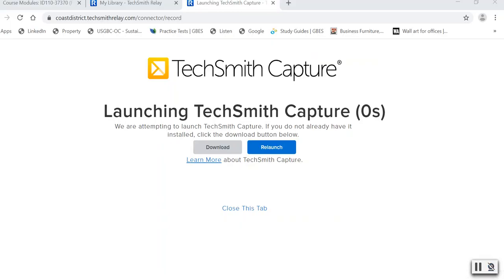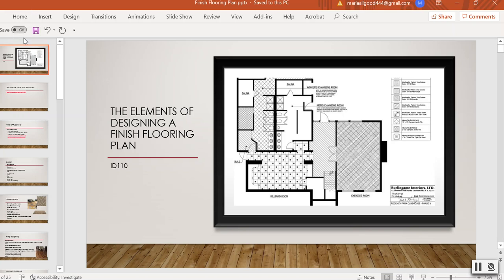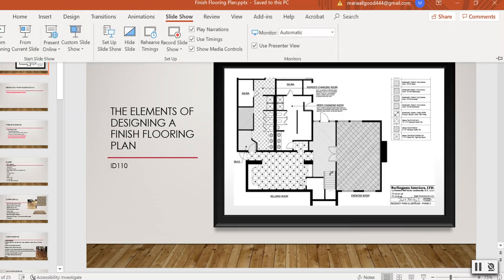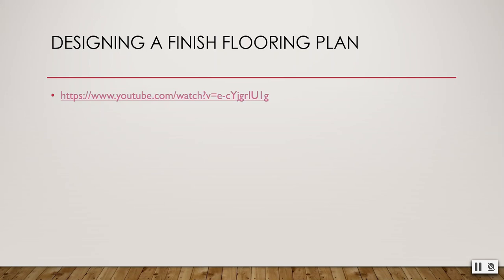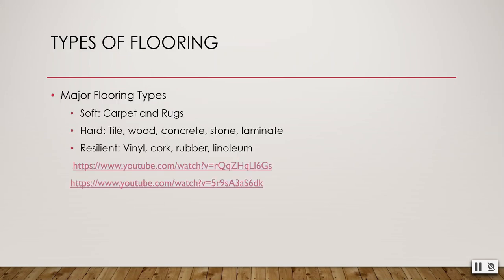Let's get this going. Here we go. So let me turn this on so it's a little larger for you all. Okay, flooring. So basically, we're talking about the elements of designing a finish flooring plan. This is something we will do. We will be adding a legend and creating in our space. And I have put together a few different videos in the canvas. So what we're going to talk about today is the major types of flooring.